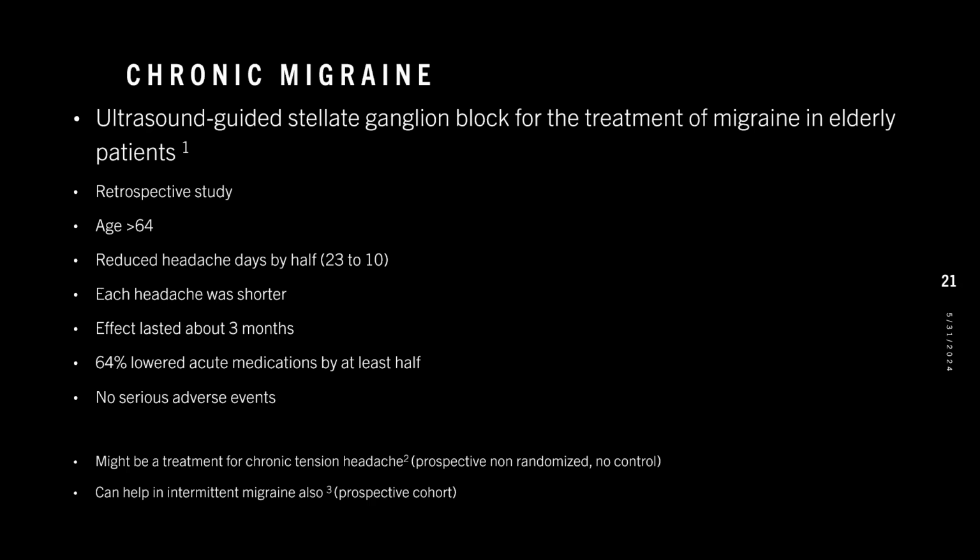We don't really know. But in this population, it reduced headache days by half, down from 23 to 10, which is pretty good. And each headache that the patients got was shorter. Migraines have to last about 4 hours by definition, but they can last way longer than that in some people. The effects from the stellate ganglion block lasted about 3 months. And 64% of those patients were able to lower their acute, abortive medications by about half. And they didn't report any serious adverse events.